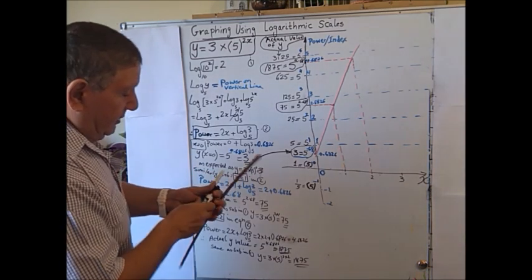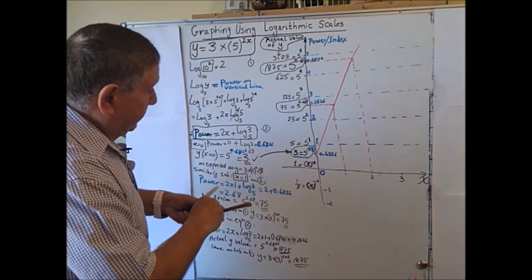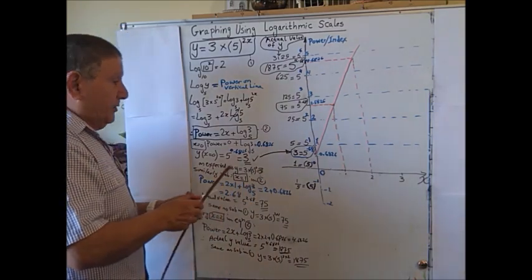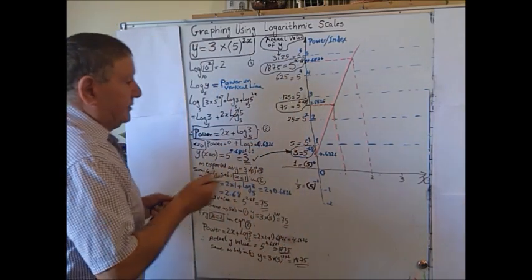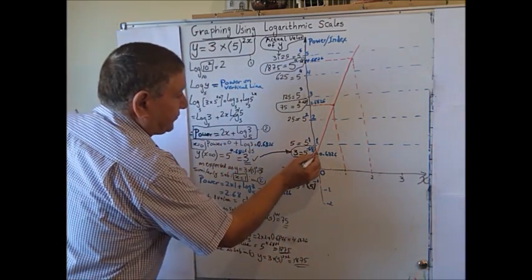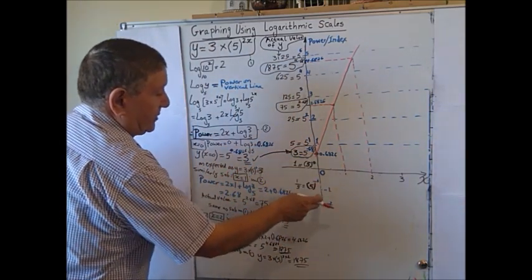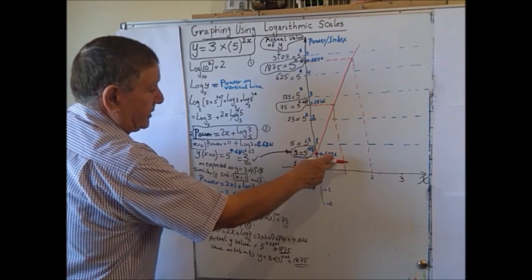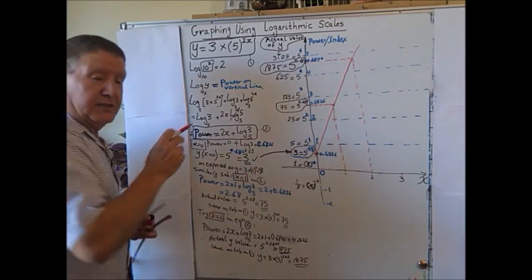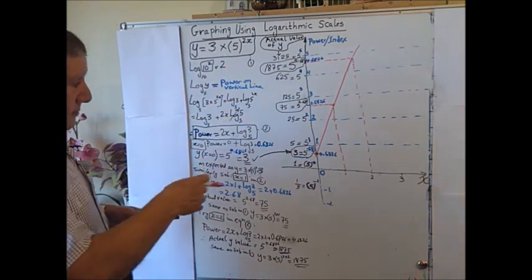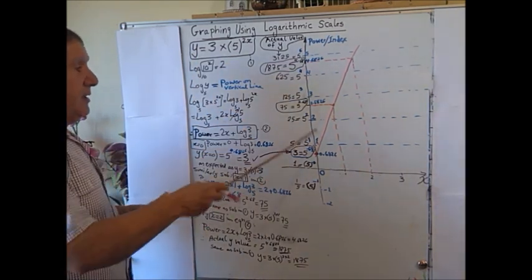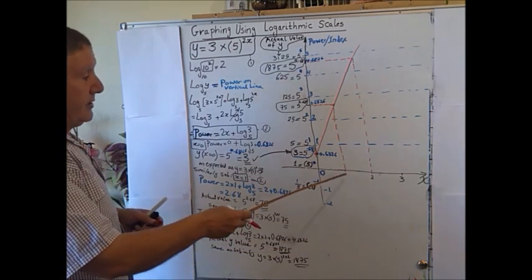So then we get the first point on the graph. This is the first point that corresponds to x equals 0. The power is 0.6826, and its actual value of y is 3. Okay, now we need the second point that corresponds to x equals 1.